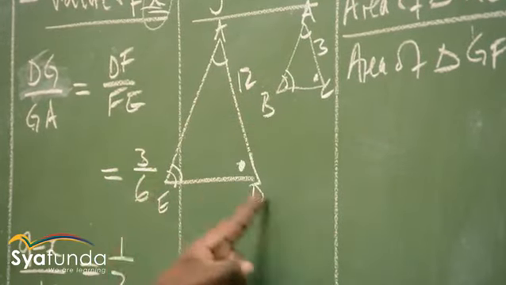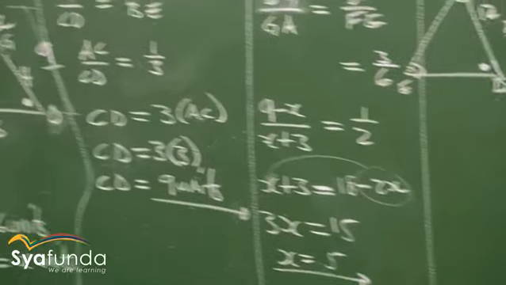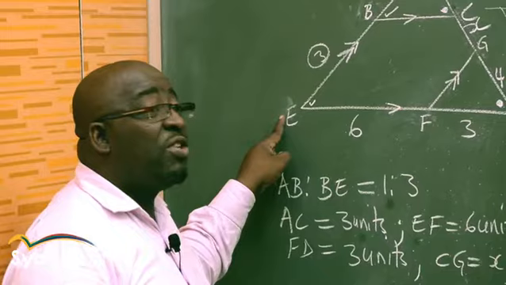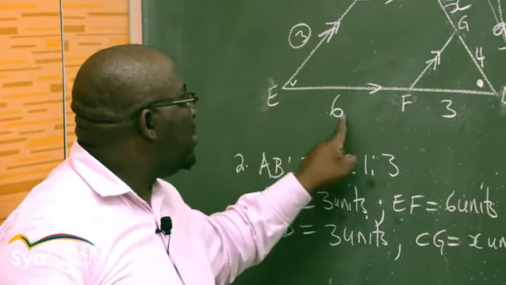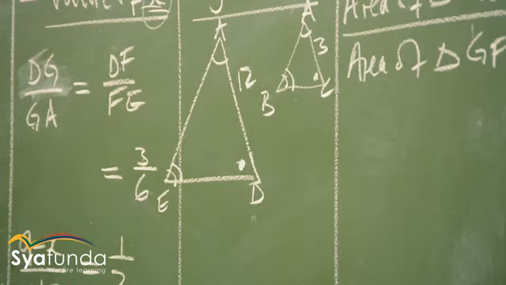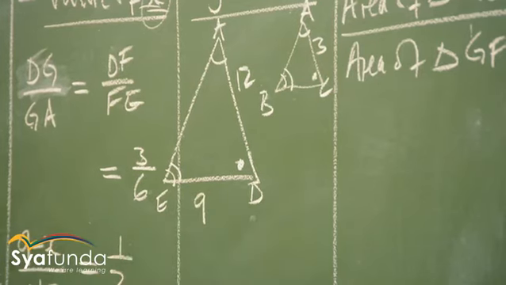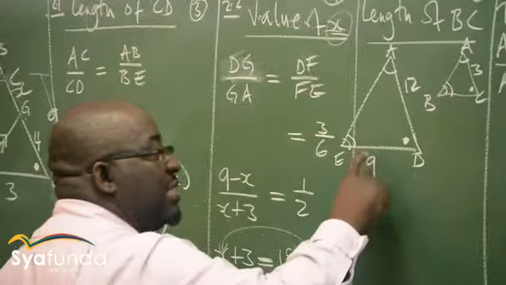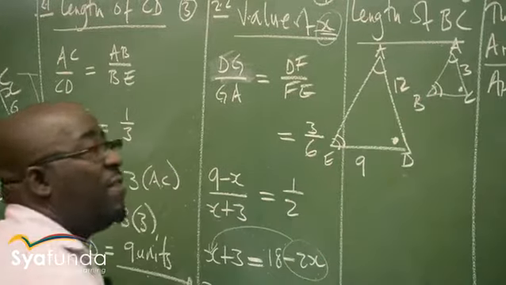Let me check if I do have ED or DE. Come into our diagram. Do we have DE? Do we have this dimension? Yes, we do. This is 6 plus 3, which is 9. So we do have DE as 9. Then we can work this one. Then we can find BC.